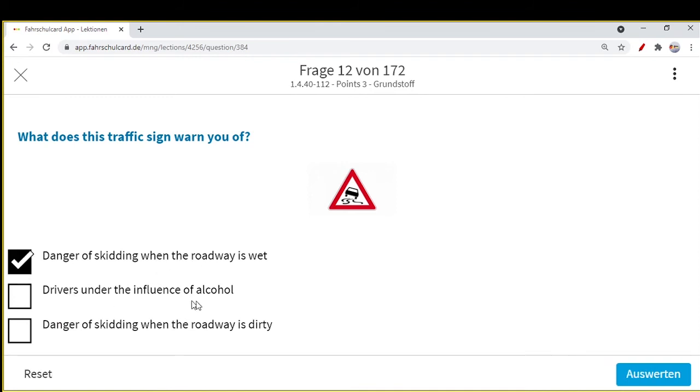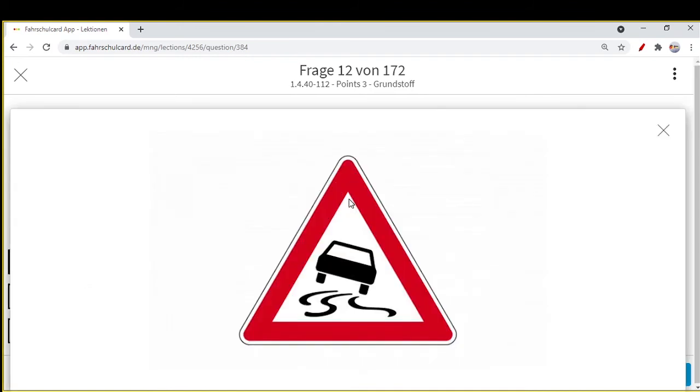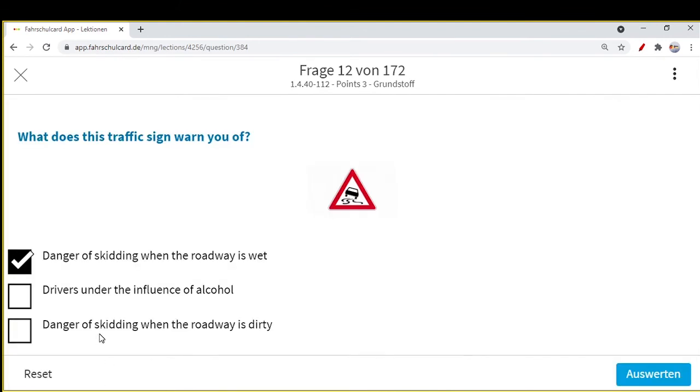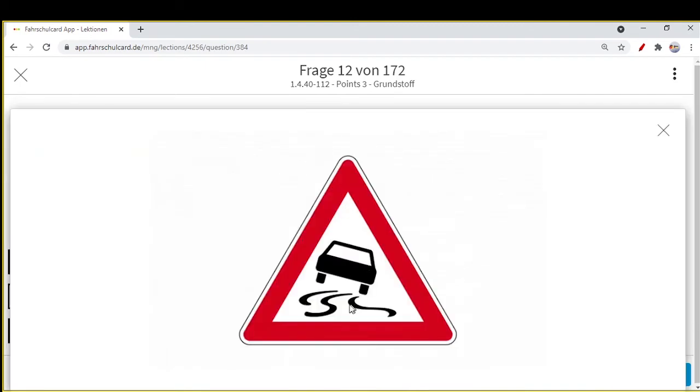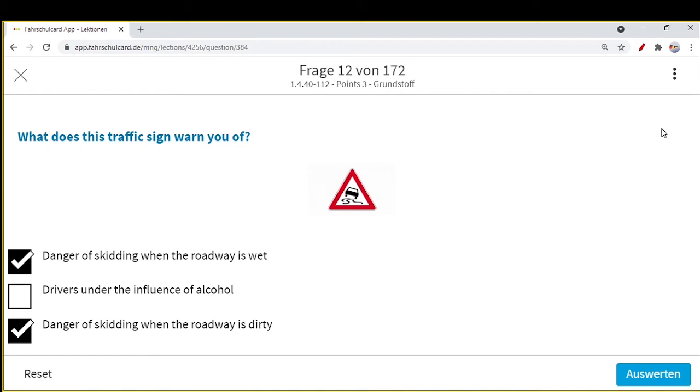Yes. Driver under the influence of alcohol. No, there is no sign of alcohol. Alcohol is not an option. Danger of skidding when the roadway is dirty. Both options are correct. If you see your car is skidding, it could be that the road is wet or it could be dirty. Both options are correct in this case.